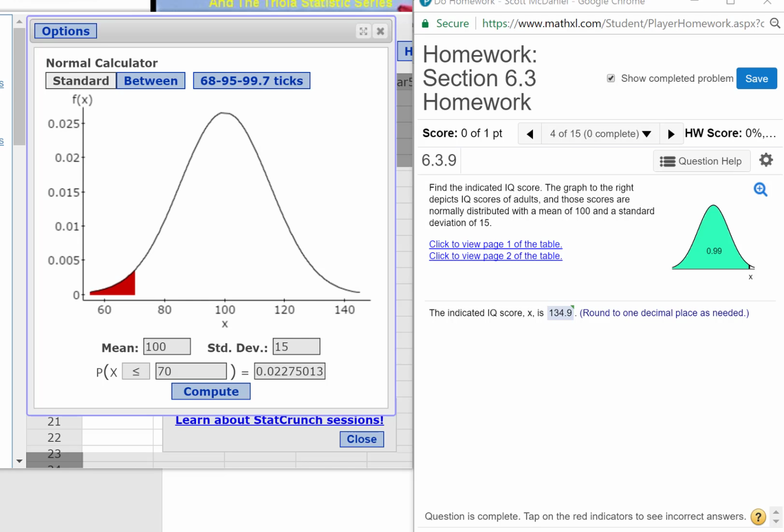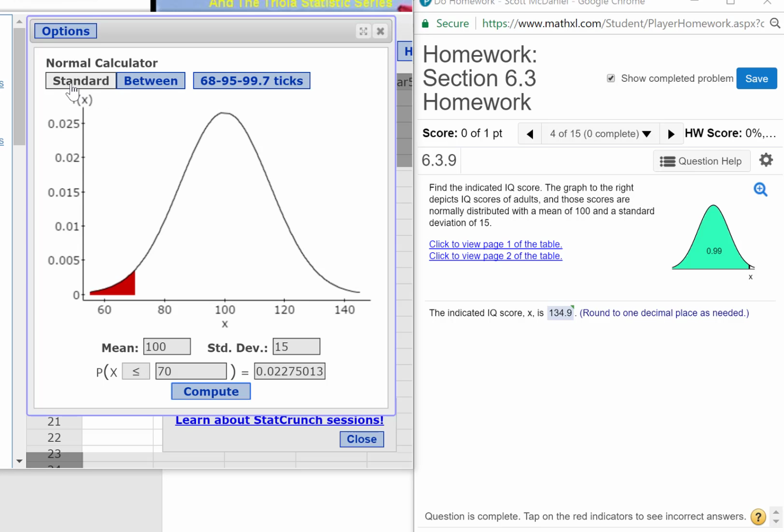Okay, find the indicated IQ score. The graph to the right depicts IQ scores of adults. Those scores are normally distributed with a mean of 100 and standard deviation of 15. So here we're given this area here is 0.99. We're trying to find the x.